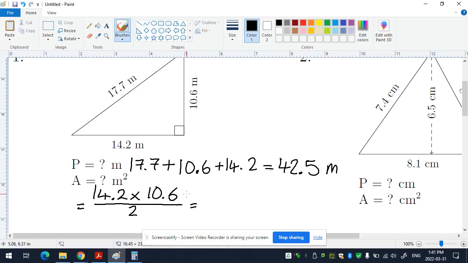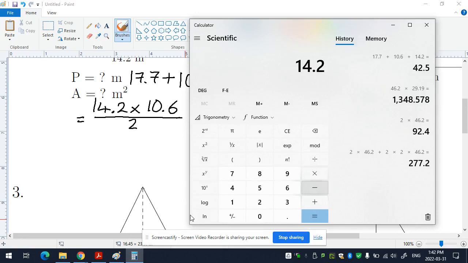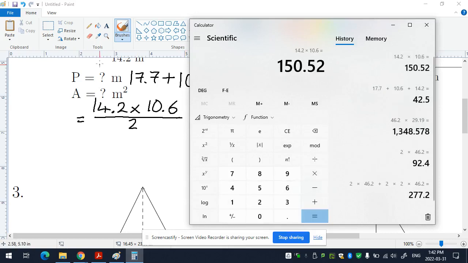What do you do first? Did you say add? You said multiply. So multiply. Okay, we need to multiply this number. Well, I don't know what it is, I know it's like 140 something. I know that at least. 14.2 times 10.6. Okay.